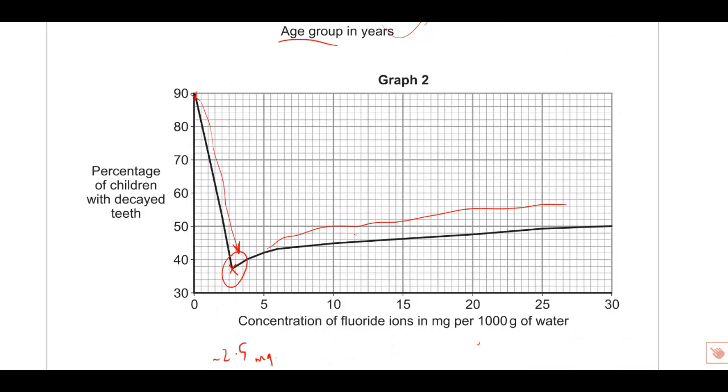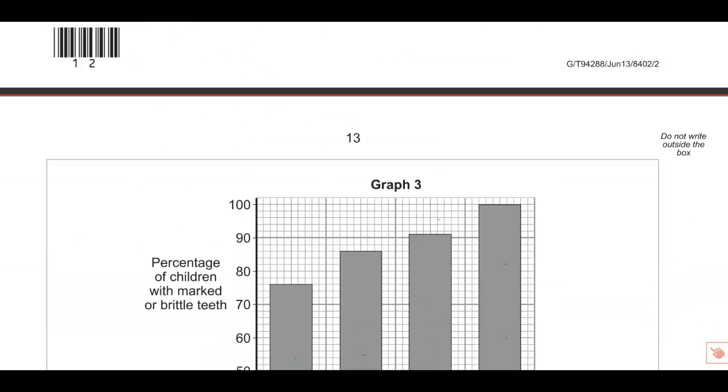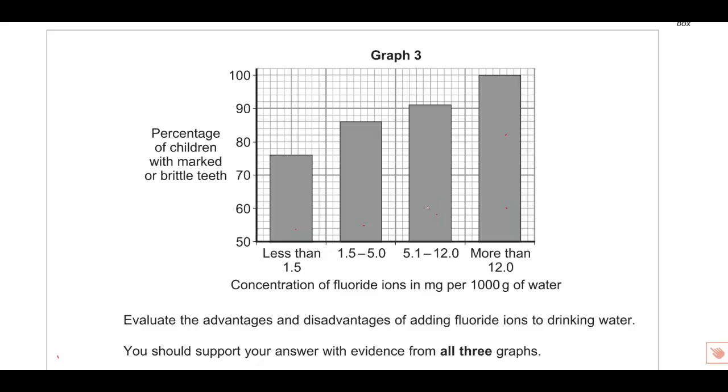Graph 2, again we're making the points that were raised earlier on. Most effective, fluoride ions most effective, that 2.5 milligram-ish range would score you a 3rd mark. Down at this bottom one, sorry, I forgot where I was there.